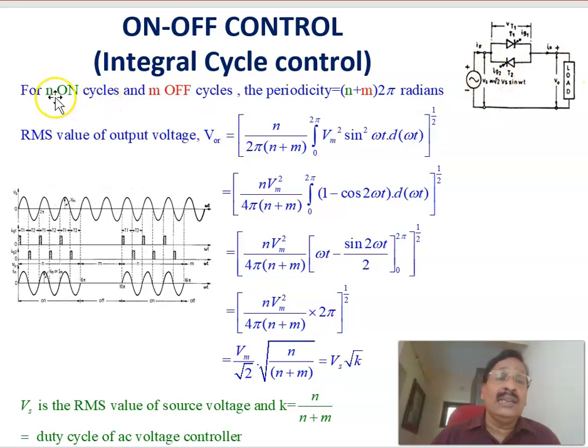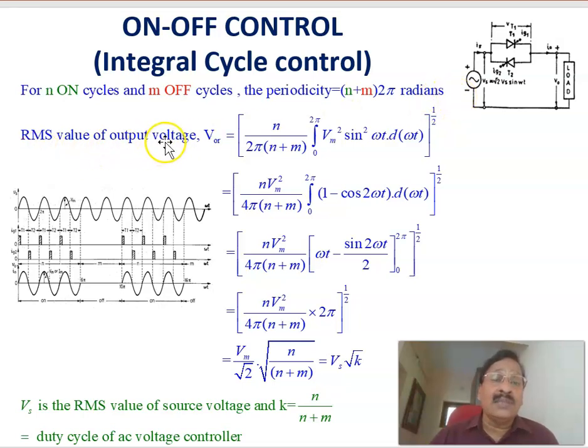Each cycle of the input is equal to 2 pi radians. Therefore, the periodicity can be written as n plus m into 2 pi radians, because each cycle is 2 pi radians, and there are such n cycles on and m cycles off. So the total periodicity is given by n plus m into 2 pi radians.